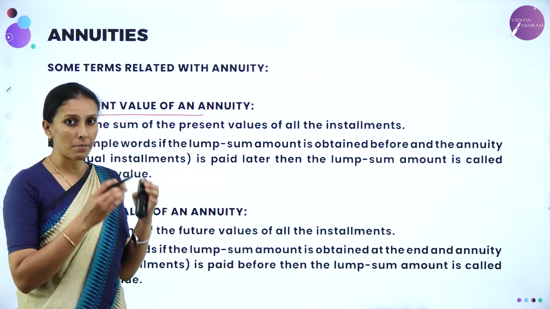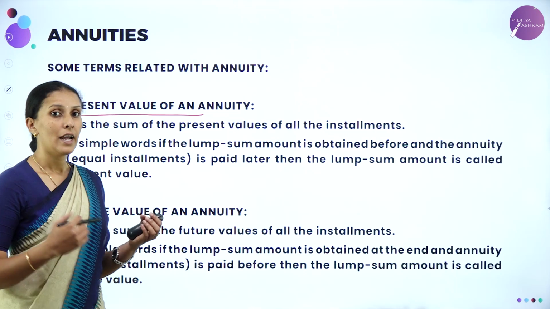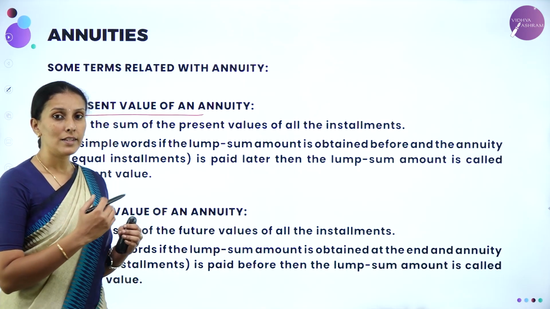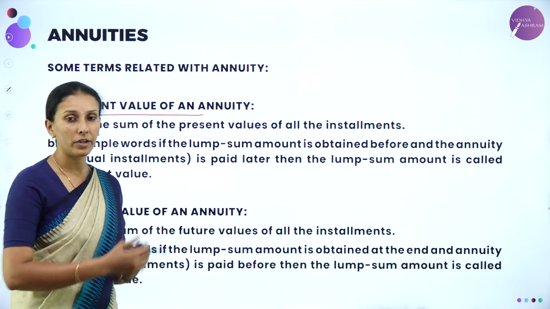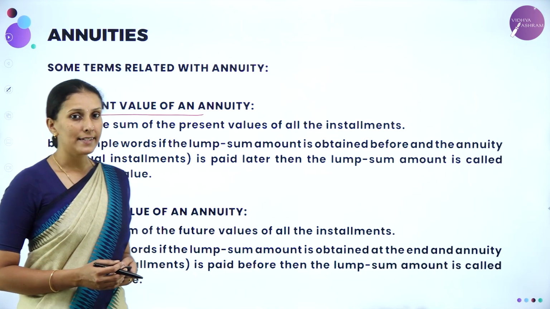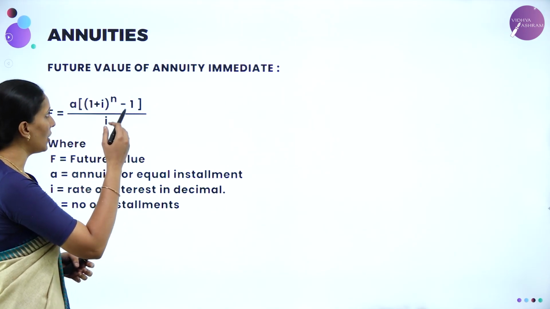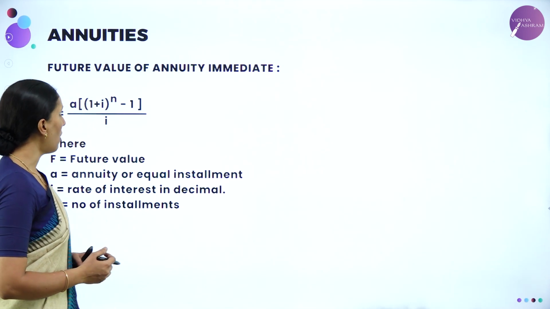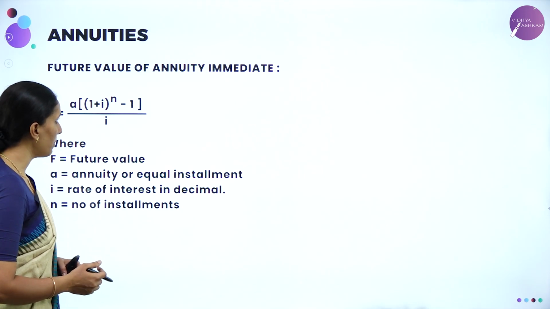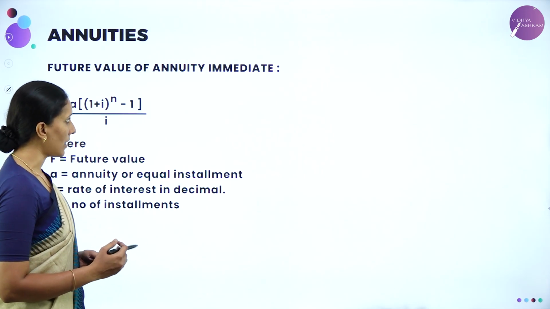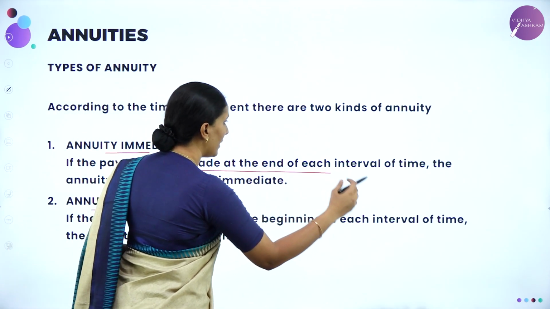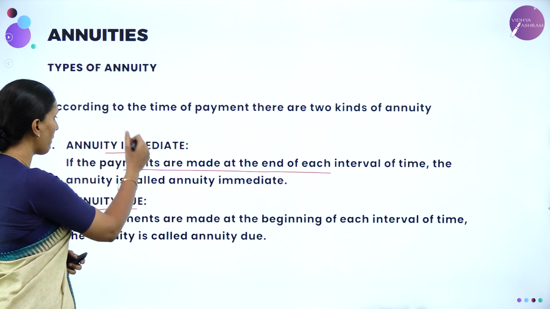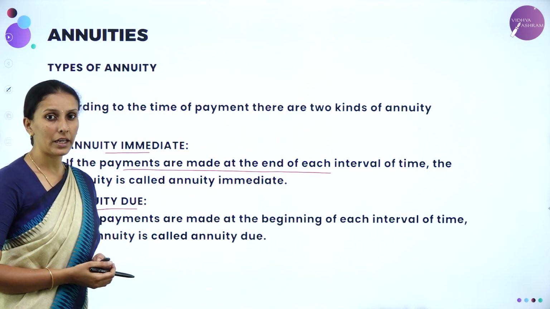So present value is a lump sum amount where amount is obtained first and installment is paid later, whereas future value of an annuity is nothing but the equal installments are paid first and the lump sum amount is obtained later. So today in this session, we will learn to calculate future value of an annuity immediate as well as present value of an annuity immediate. We have a formula to calculate the future value of annuity immediate. I told you annuity immediate is nothing but the payments which are made at the end of each interval of time.